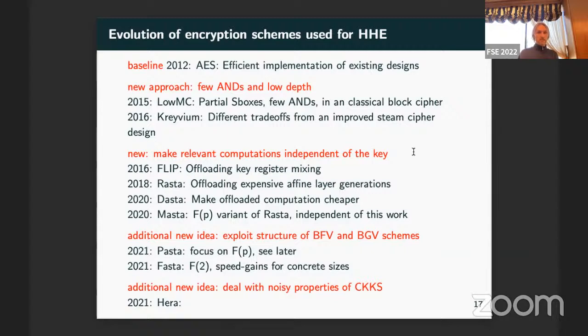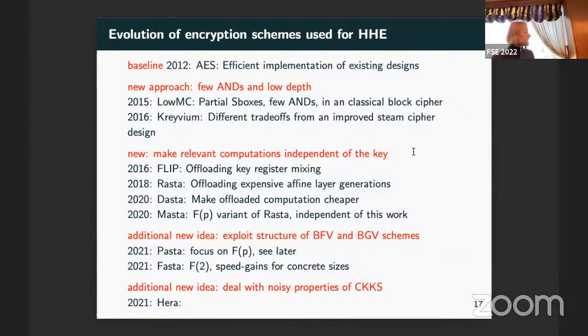What happened first was that we and others looked into concrete designs that still otherwise resemble classical block ciphers or stream ciphers, but minimize the number of ANDs and aim for low depth. That is the LowMC design on one hand, with the idea of partial S-boxes, Kreyvium on the other hand, taking many ideas from the Trivium design and improving it towards a higher security level, and also initially showing good properties with respect to this use case.